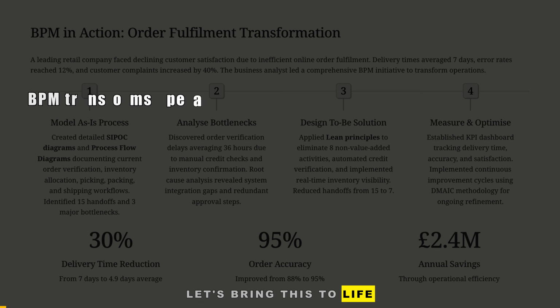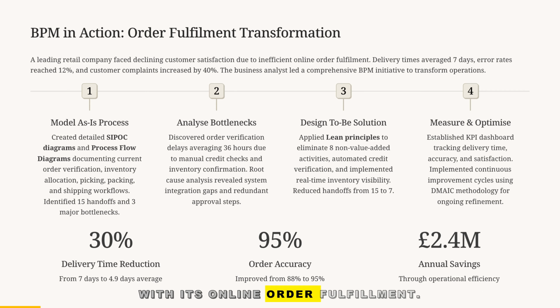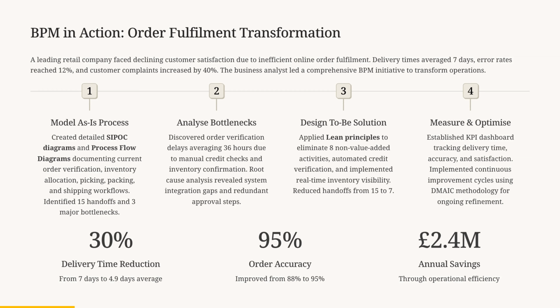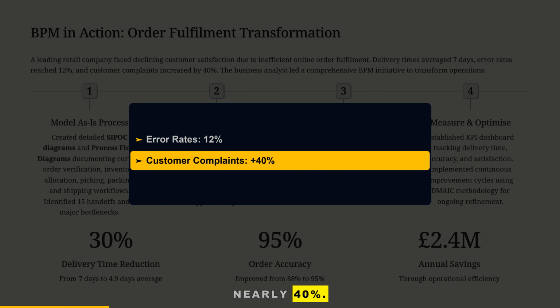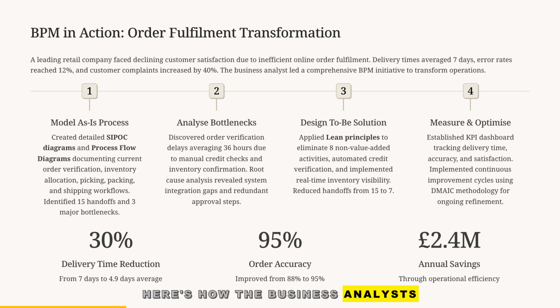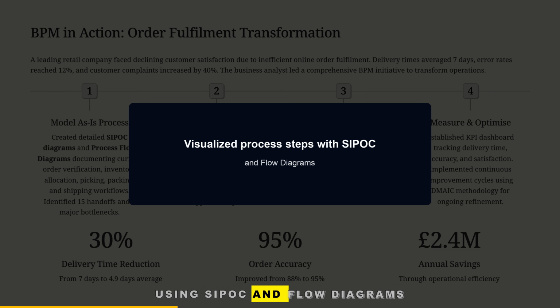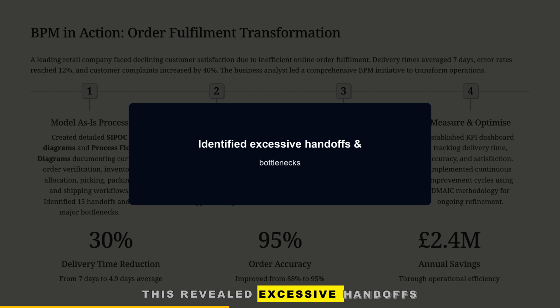Let's bring this to life with a real example. A large retail company was struggling with its online order fulfillment. Customers were frustrated, deliveries were taking 7 days, errors were frequent, and complaints had increased by nearly 40%. Here's how the business analyst led a BPM transformation. They began by mapping the as-is process, using SIPOC and flow diagrams to visualize every step, from order verification to shipping. This revealed excessive handoffs and multiple bottlenecks.